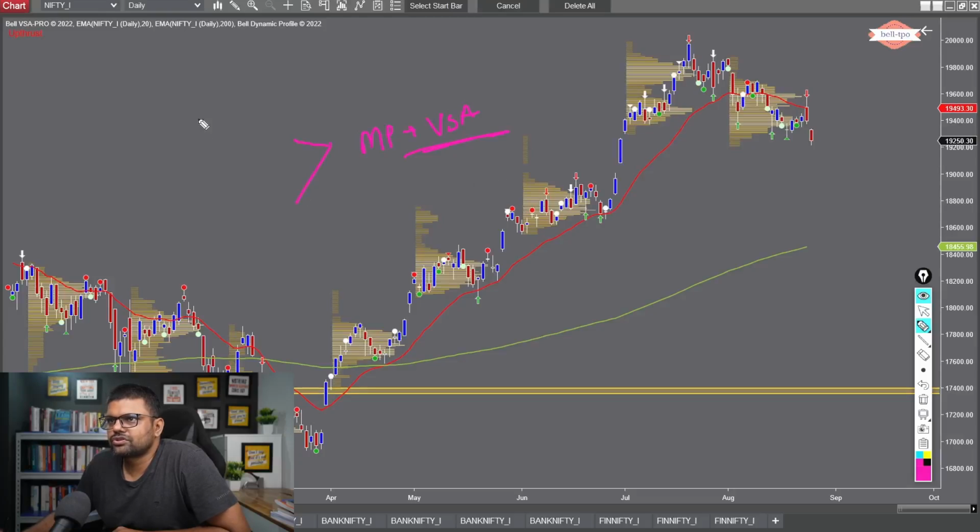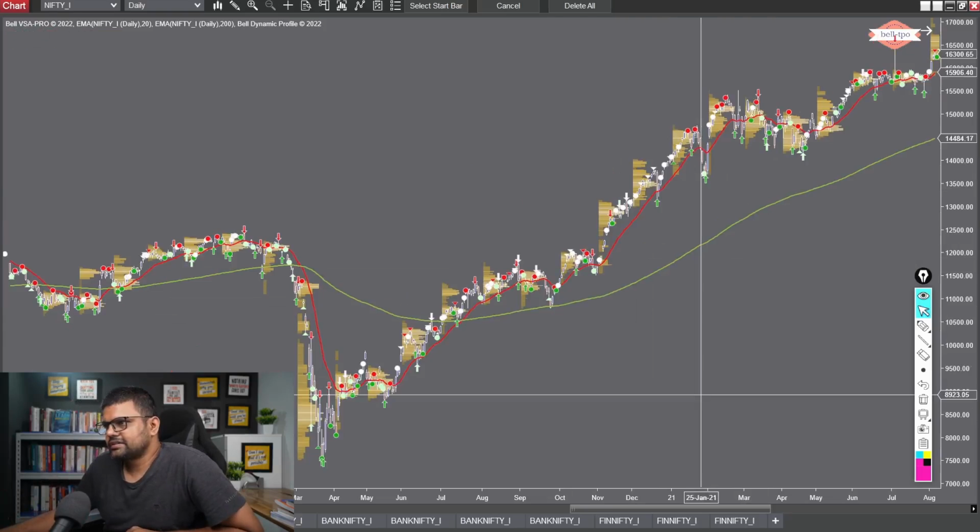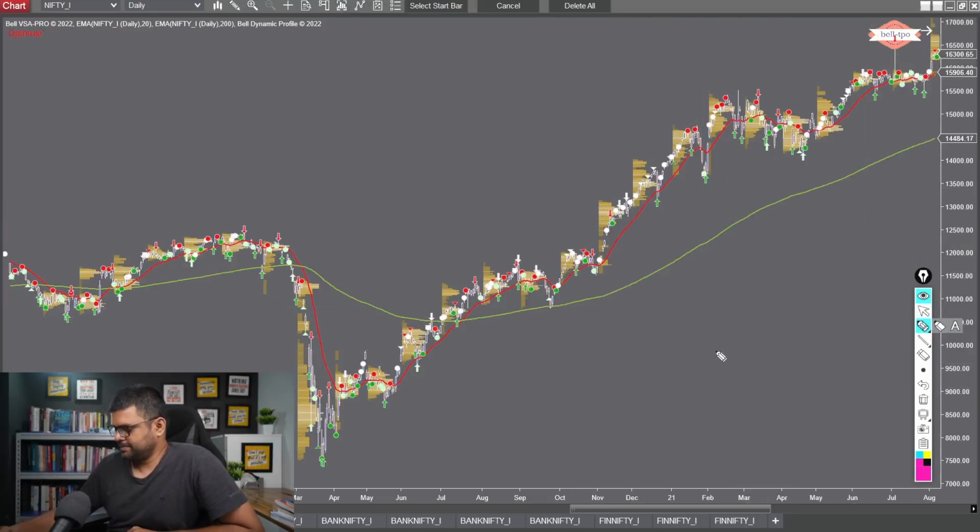I'm going to focus on two principles. One is the cause and effect principle, and the second one is the effort versus results principle. We will try to find it on the daily chart first, that is the long term chart, and then drill down to the shorter term chart, maybe using market profile and VSA on a 3-minute chart. First, let us start with the cause and effect principle.